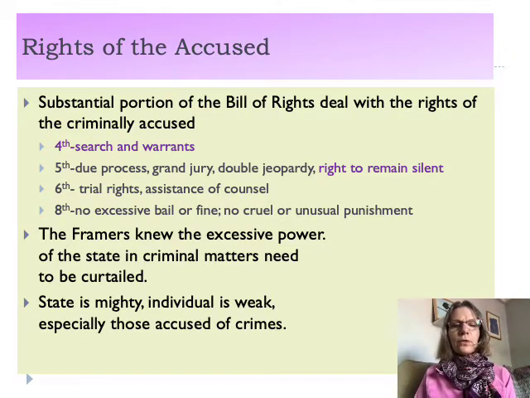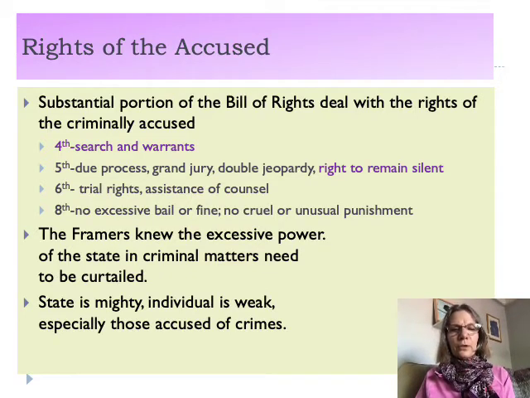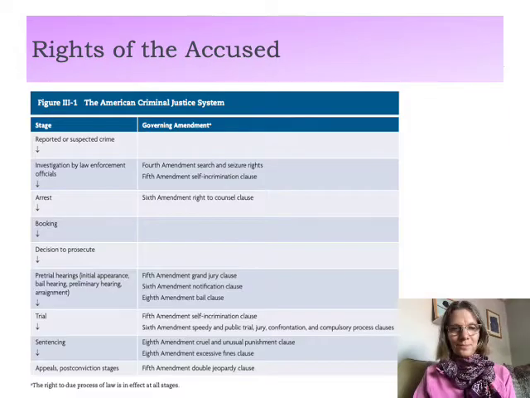But our framers knew that was precisely the moment when we needed to make sure that people who are accused of crimes were not taken advantage of by the state, because it's easy for the criminally accused to be taken advantage of. So that's why they dedicate a lot of the Bill of Rights to the rights of the criminally accused.